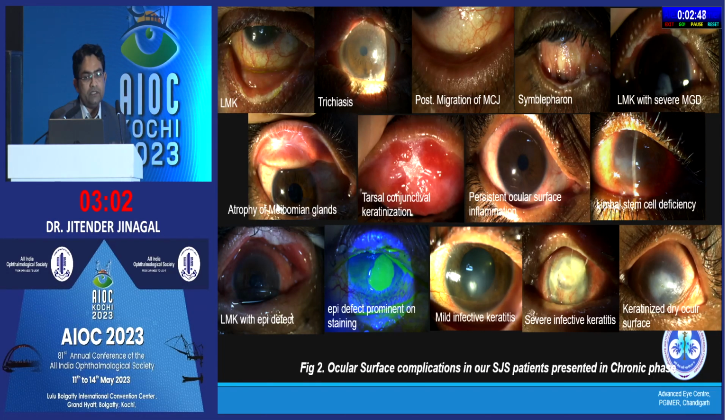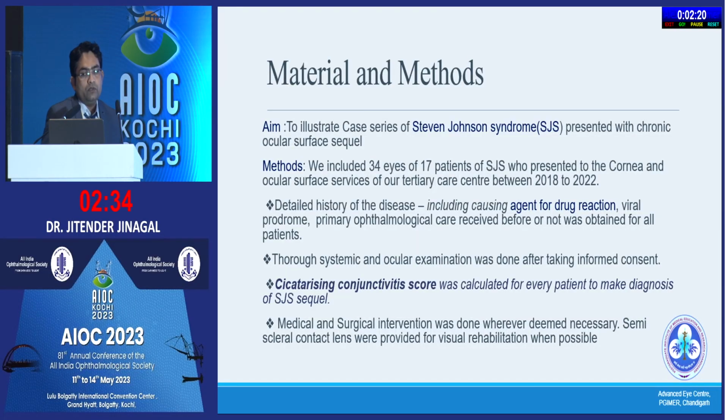So these are our patients who have lid margin keratinization, trichiasis, posterior migration of the mucocorneal junction, symblepharon, atrophied and non-functioning meibomian glands, tarsal conjunctival keratinization, and limbal stem cell deficiency, which may lead to chronic corneal epithelial defects, which may get infected and lead to ulceration and terminal end-stage blindness. So we went through our patients in the last 4 years, and we included 34 eyes of 17 patients who had these kinds of findings.